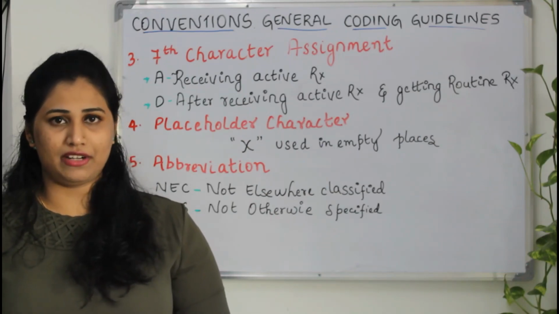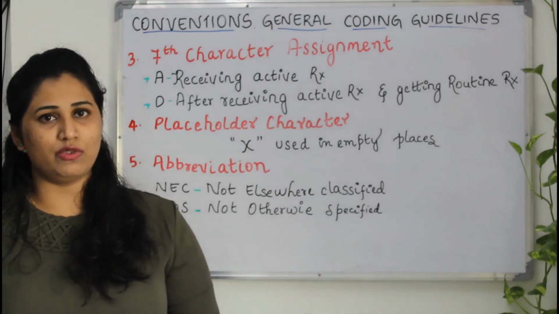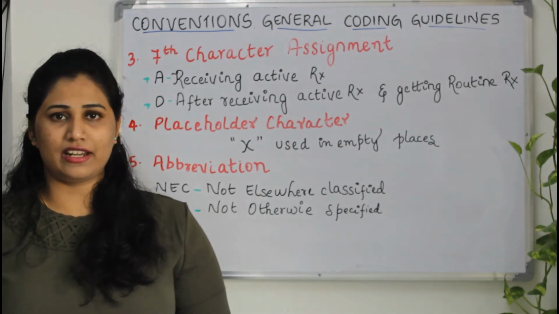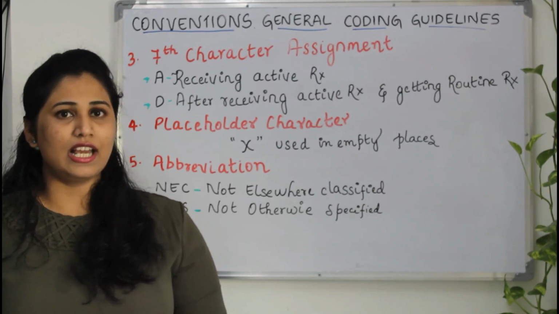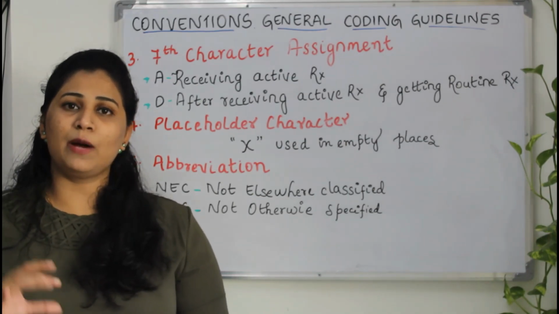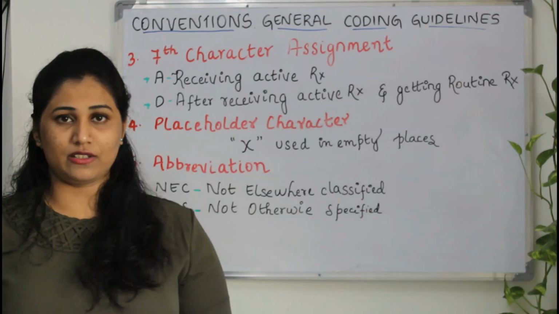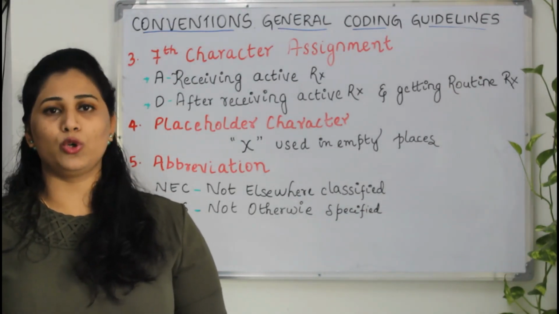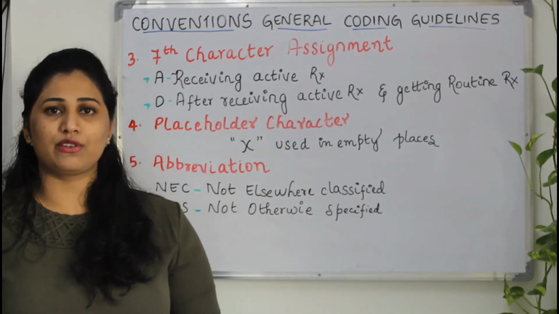We don't know the laterality, but we have an extension with us. In that case, we will put X in the 6th character place. Is it clear? I'll tell you once again. We have a complete code of 7 characters, but our 6th character or 5th character is missing. That means we don't know. Okay, but the 7th character is available.